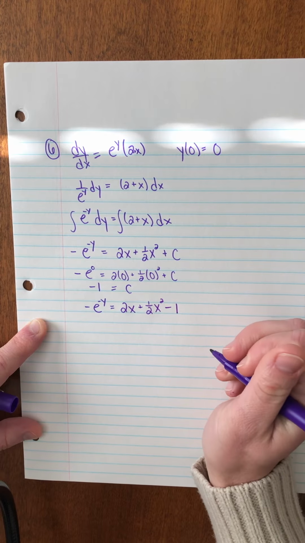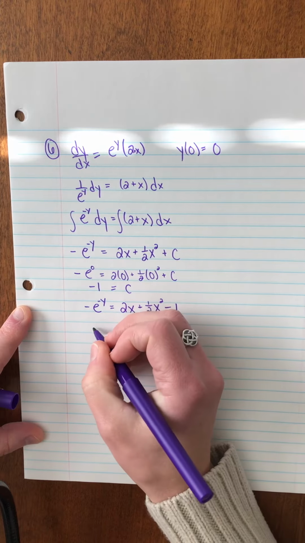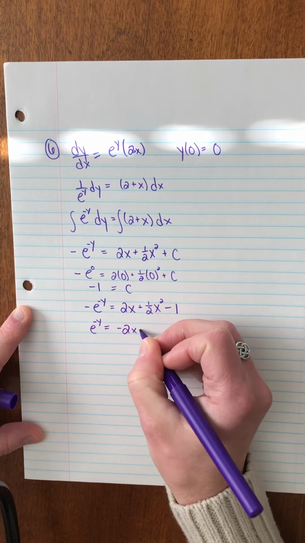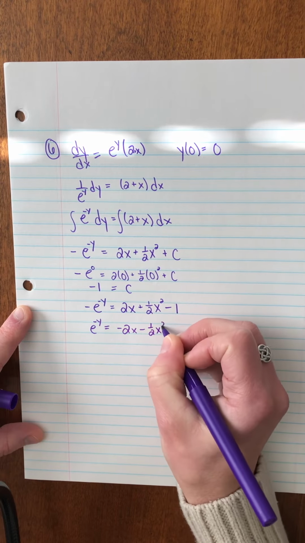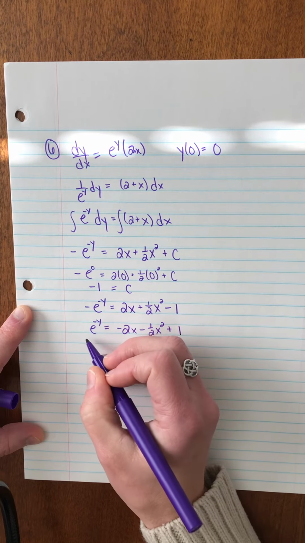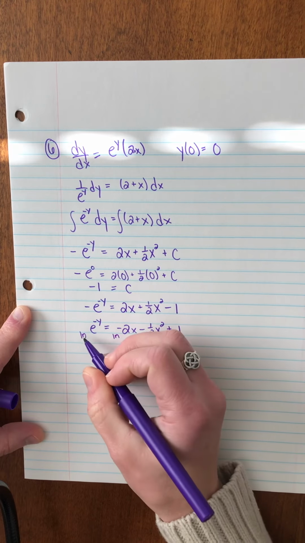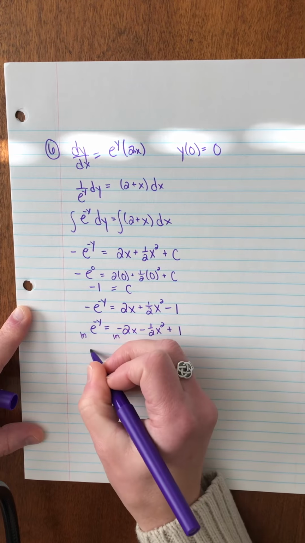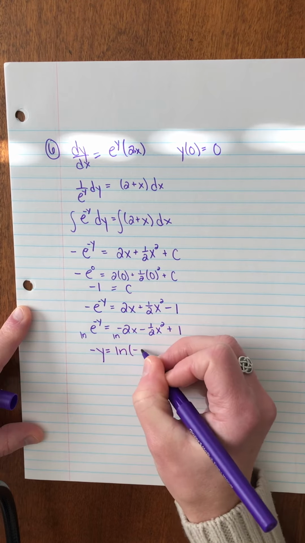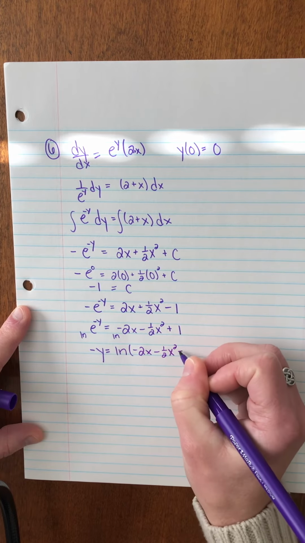All right, so I want to solve for y. That's my end game. So I'm going to divide everything by -1. So I get e to the negative y equals -2x minus 1/2 x squared plus 1. I want to solve for y, so I get rid of e by taking the natural log of each side. So e and ln are going to cancel out, so we're going to have -y equals ln of (-2x minus 1/2 x squared plus 1).